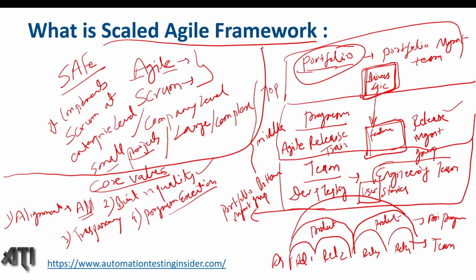So what is the meaning of this program execution? This is the heart of the Scaled Agile Framework. Here we mainly discuss how to deliver the software to the customer, like the main release, the releasing of the software to the customer. That comes under this program execution.